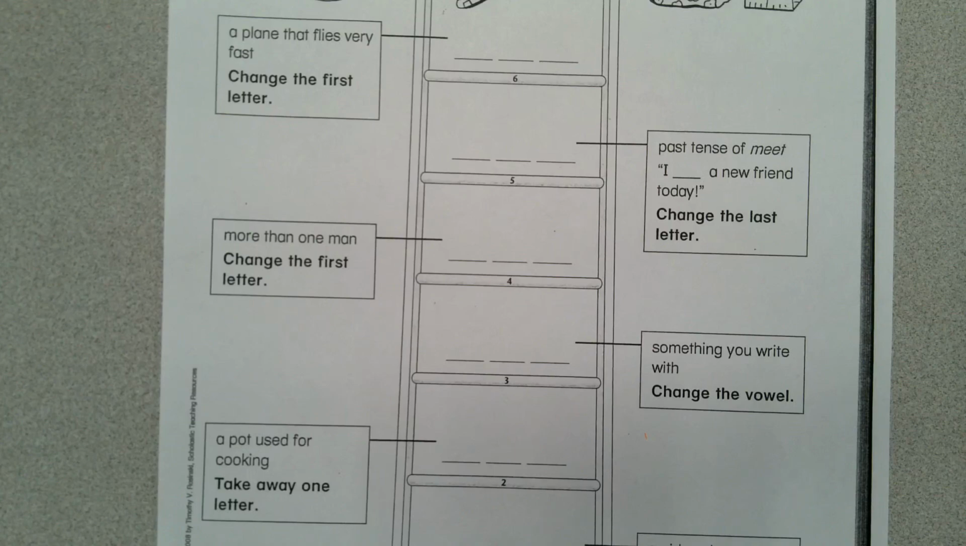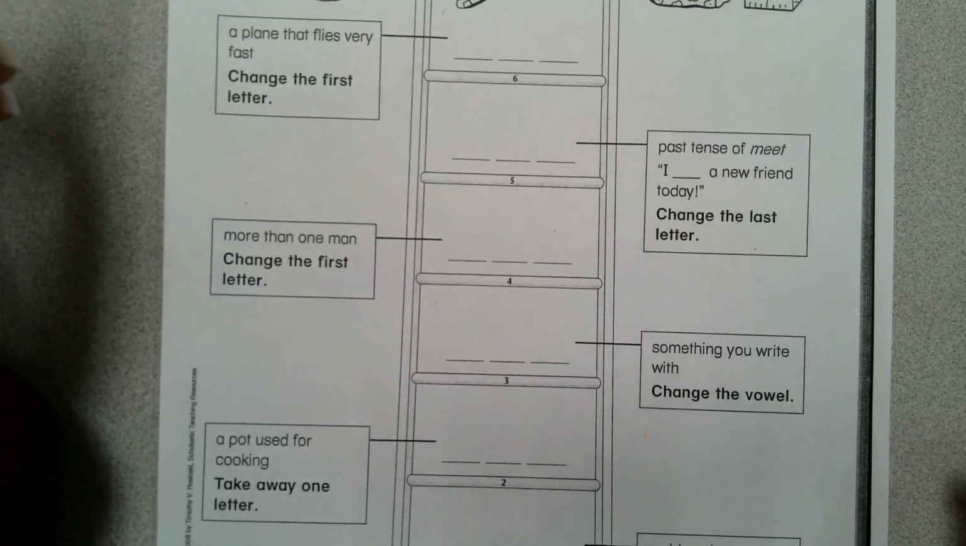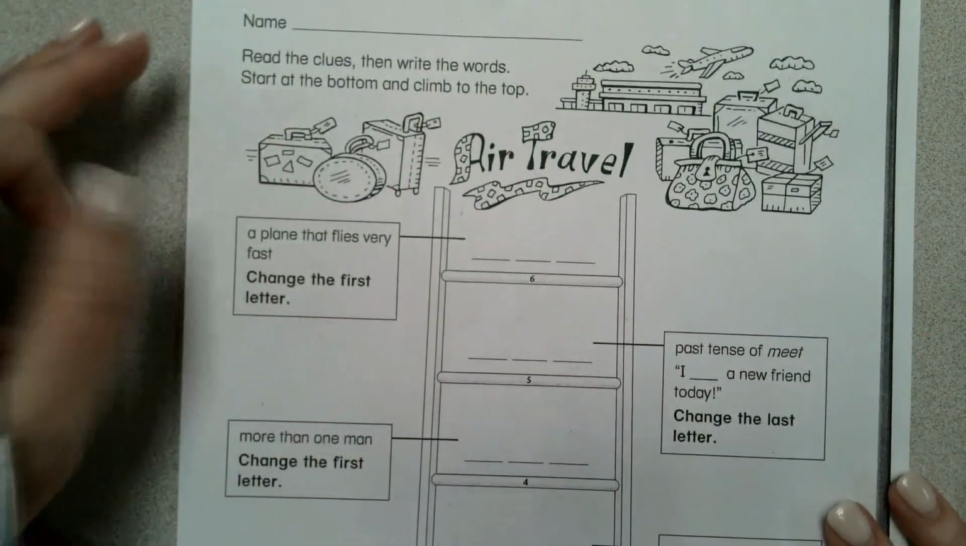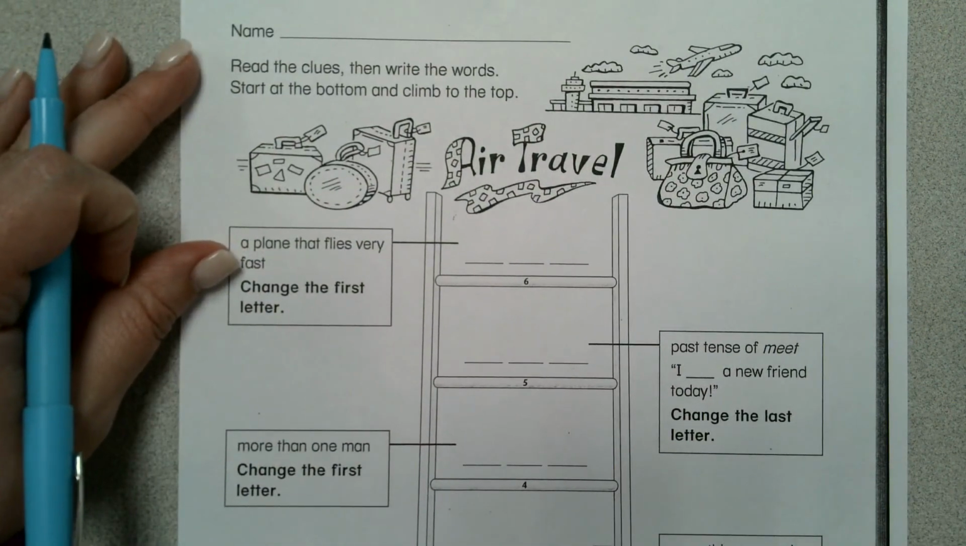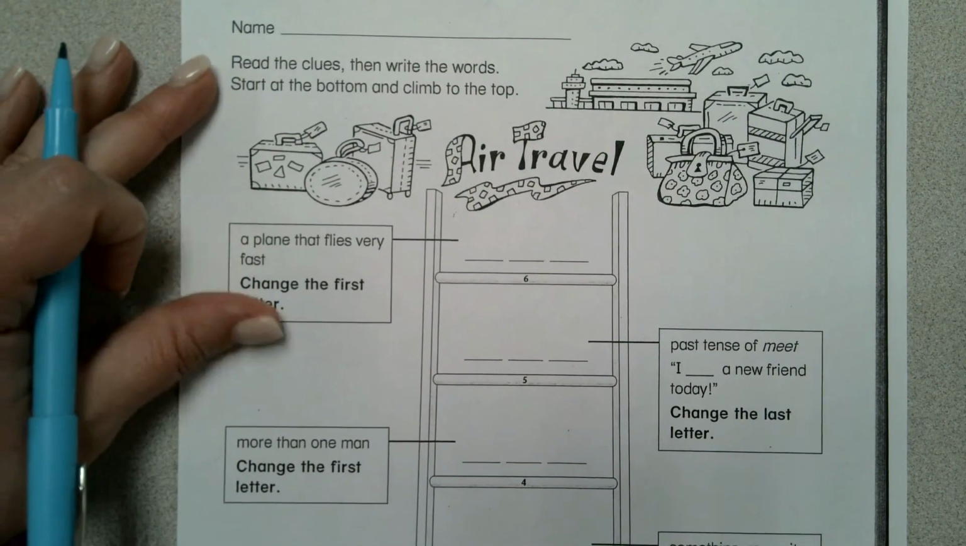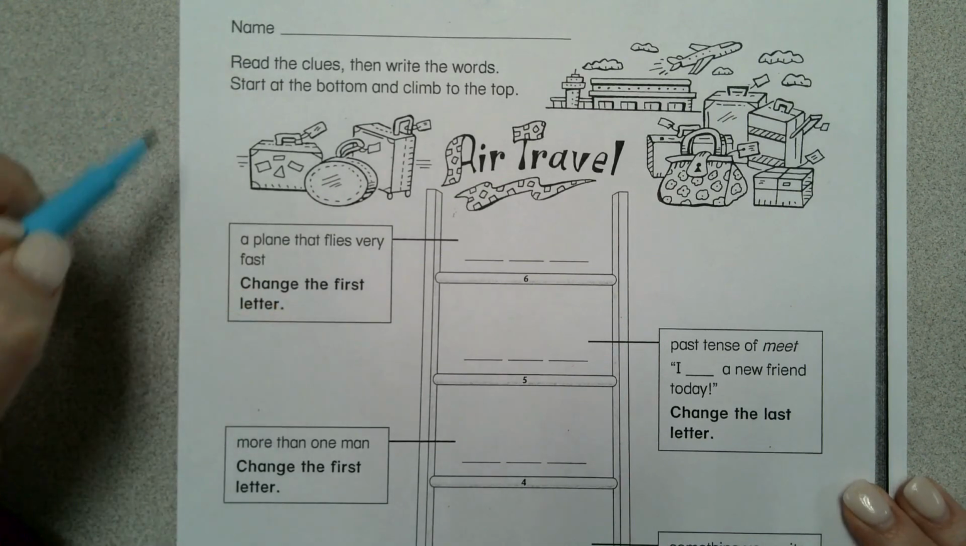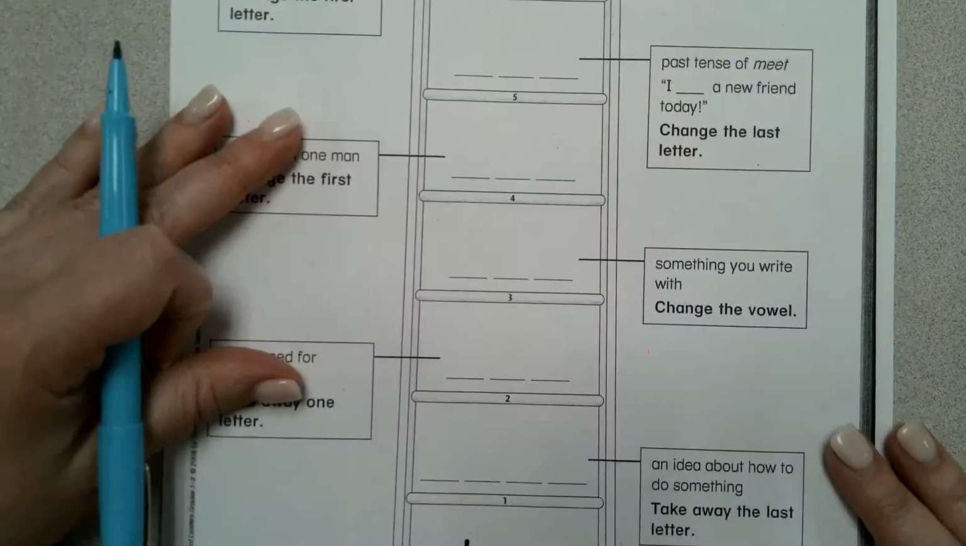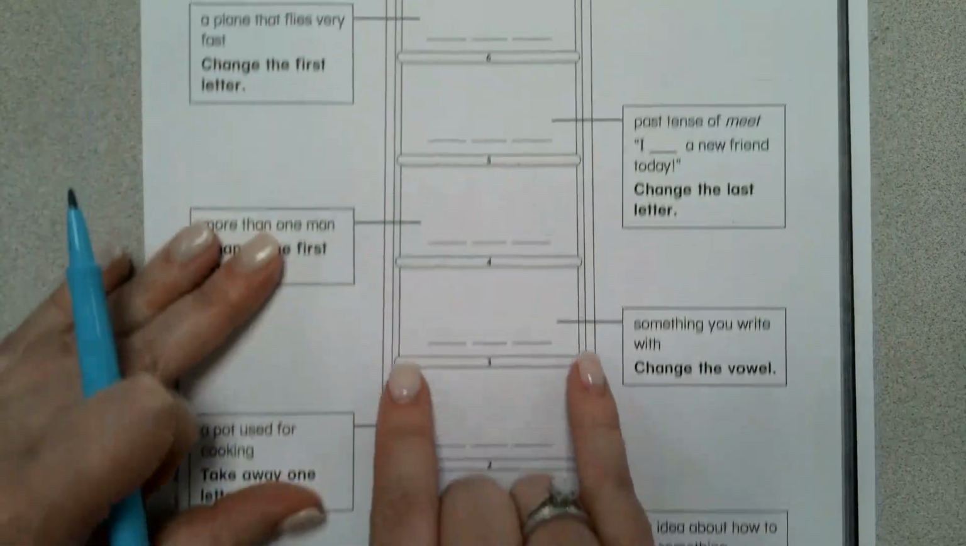We are going to be working on some fun riddles, and we are going to read the clues and then write the words that fit using the clues in each box. So we are going to actually start at the bottom and climb up this ladder. This is called a word ladder. So you can see the picture of the ladder.